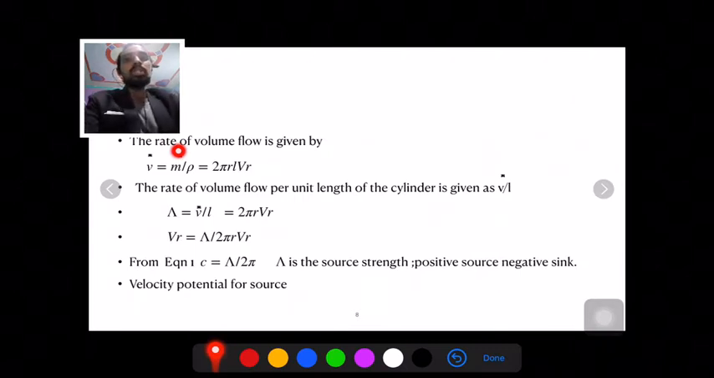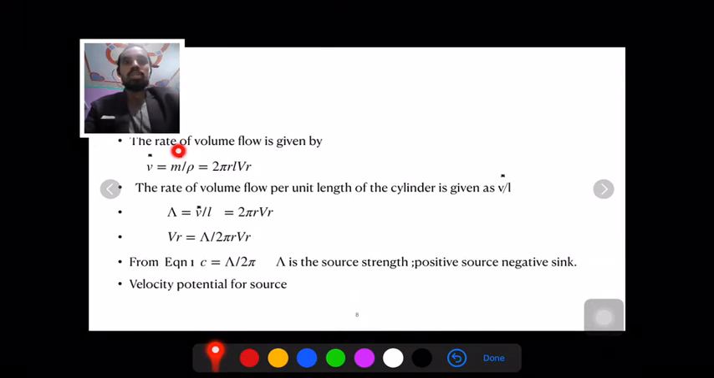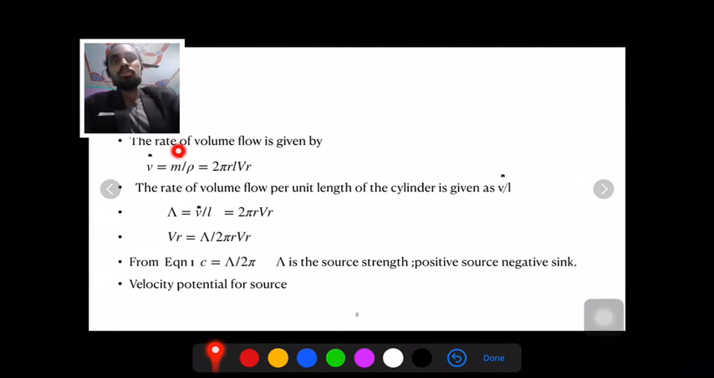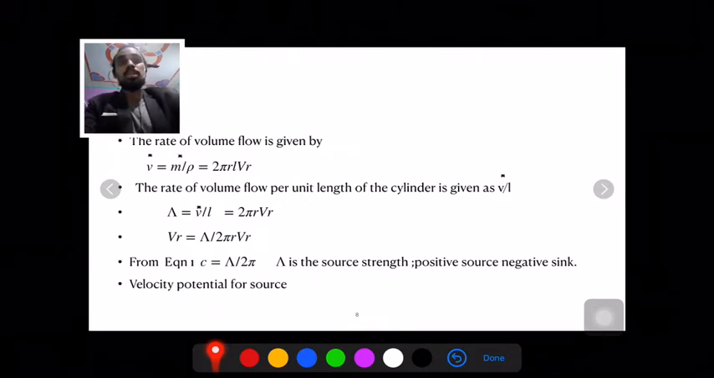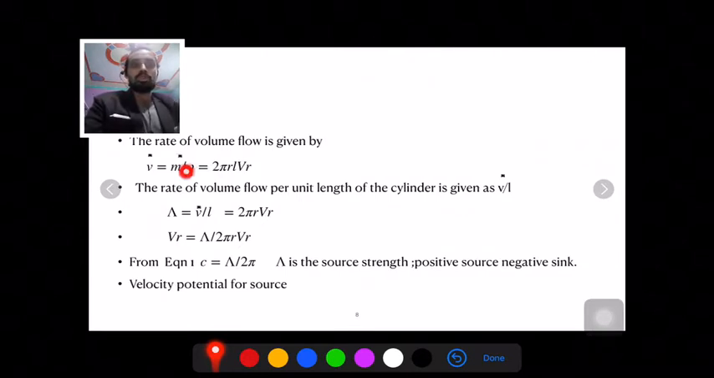Next, the rate of volume flow per unit length of the cylinder is given by dividing by L. So V dot by L, that is 2 pi r Vr, correct? Because that L will be gone now. So what will we be left with? We'll be left with 2 pi r Vr. So Vr is equal to lambda by 2 pi r. And what is your lambda? This lambda is known as your source strength. It is positive in the case of your source and negative in the case of your sink.